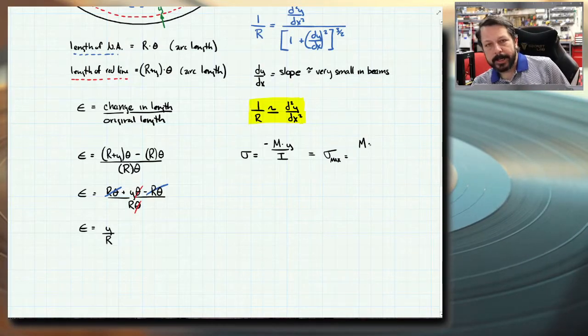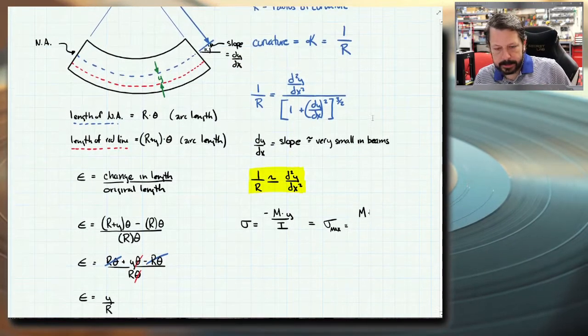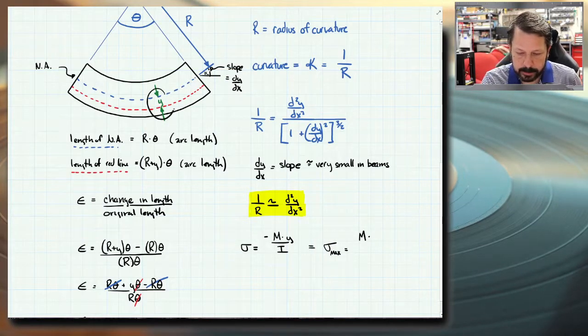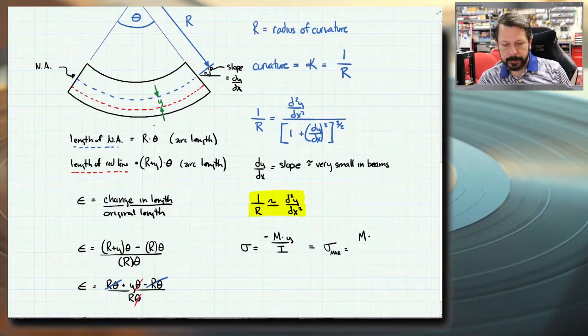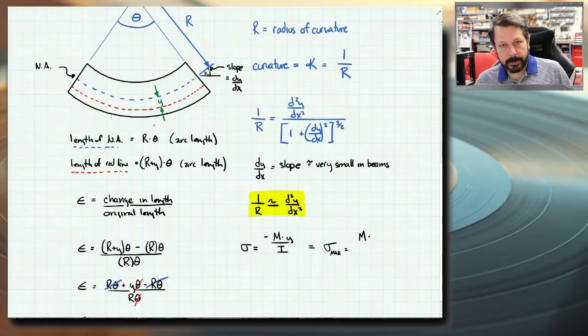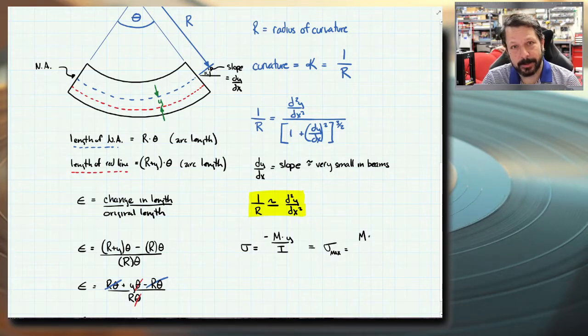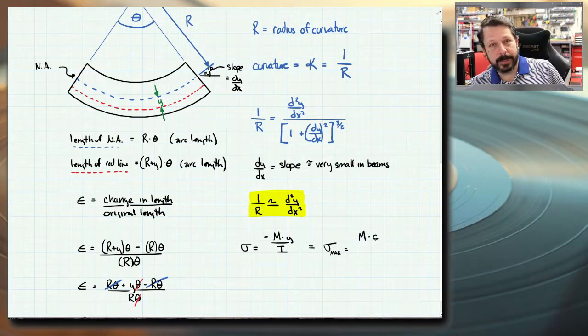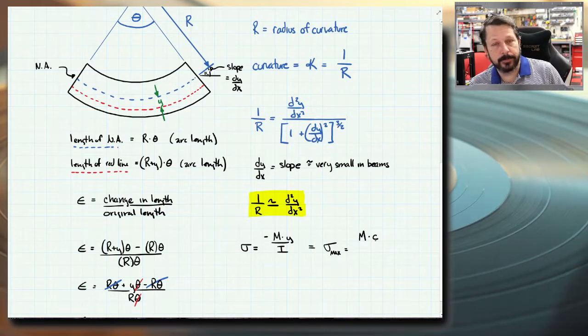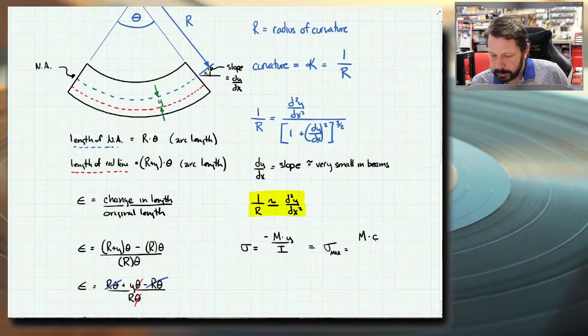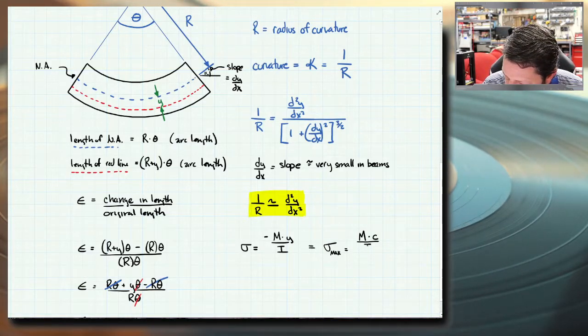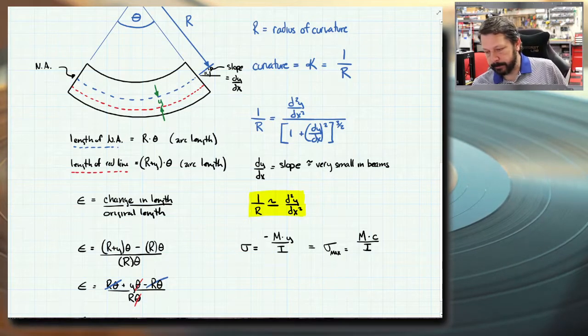And y is this distance from the neutral axis that I've got labeled in green right here. If I want to know the largest value, it's either all the way to the top of the beam or the bottom of the beam. In this equation, when I write sigma max and I want to specify the largest one, I just write C. And that C means to take the largest value of y that you can find, the largest absolute value. It doesn't matter if it's negative or positive. And then we'll divide by I, the moment of inertia.